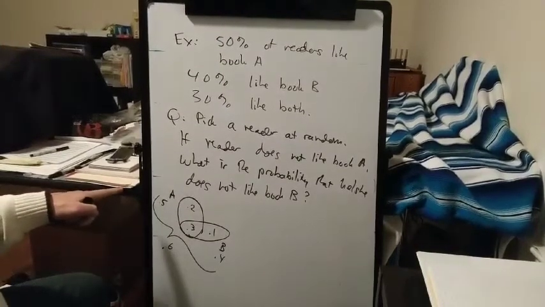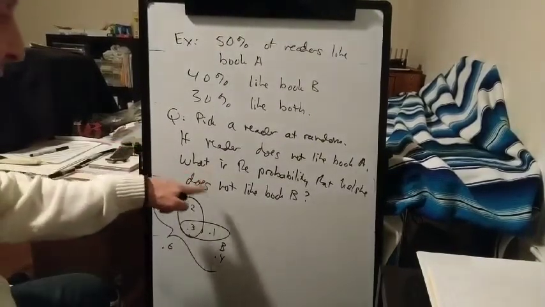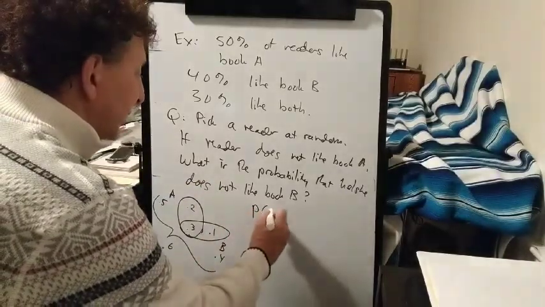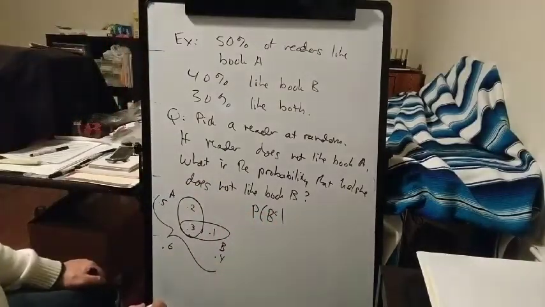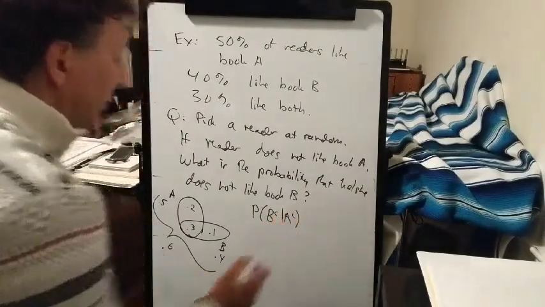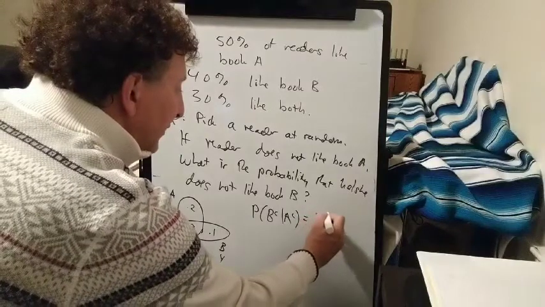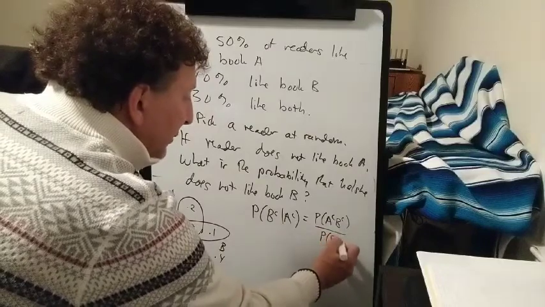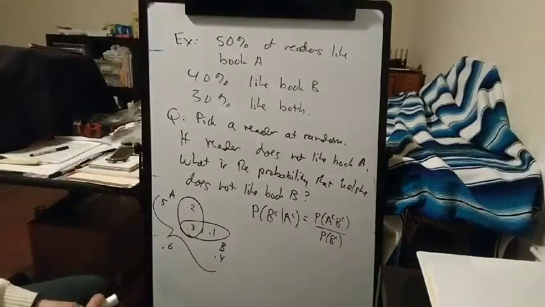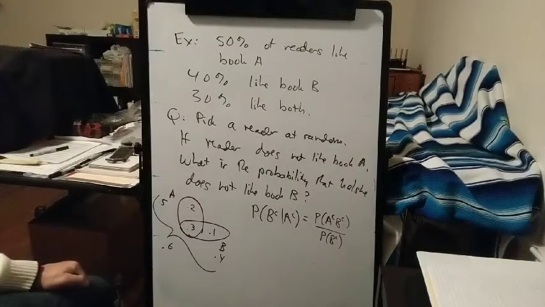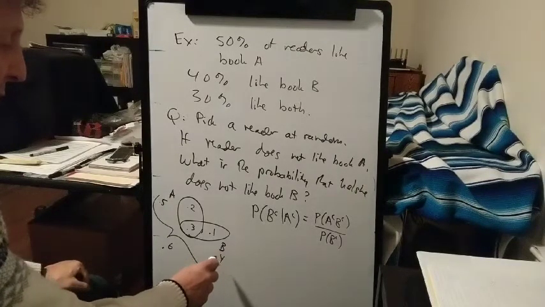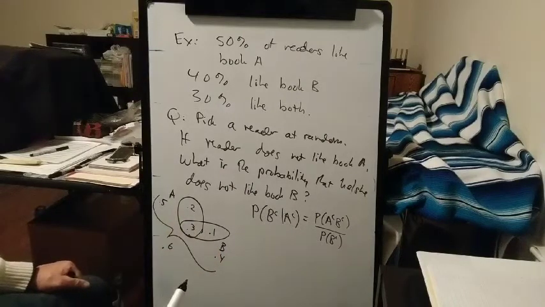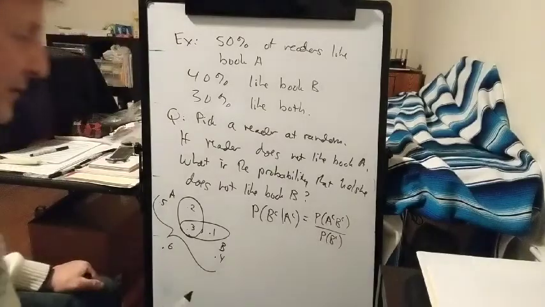Now what do we want? We want the probability that the reader does not like book B, probability of, let's say, B complement, given that the reader does not like book A complement. Alright, so this is the probability of A complement and B complement over the probability of B complement. And since we're not given actual numbers of readers, I think probabilities might be an easy way to look at this. Alright, so we said 0.4 is the proportion of the population that likes book B. So I guess it's 0.6 that doesn't.